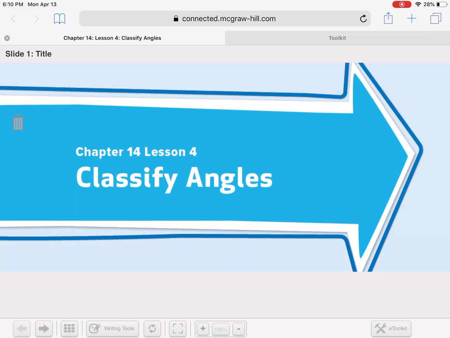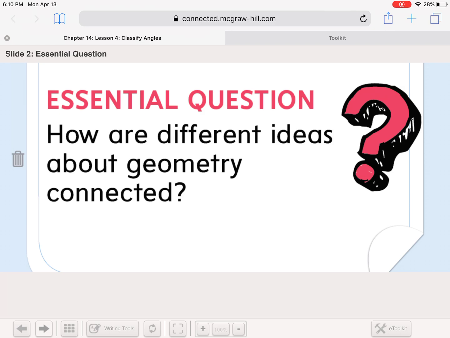Hello, fourth grade. Today in math, we're going to be learning about classifying angles as part of our geometry unit. The big question that we're going to try to answer at the end of this chapter is, how are different ideas about geometry connected?